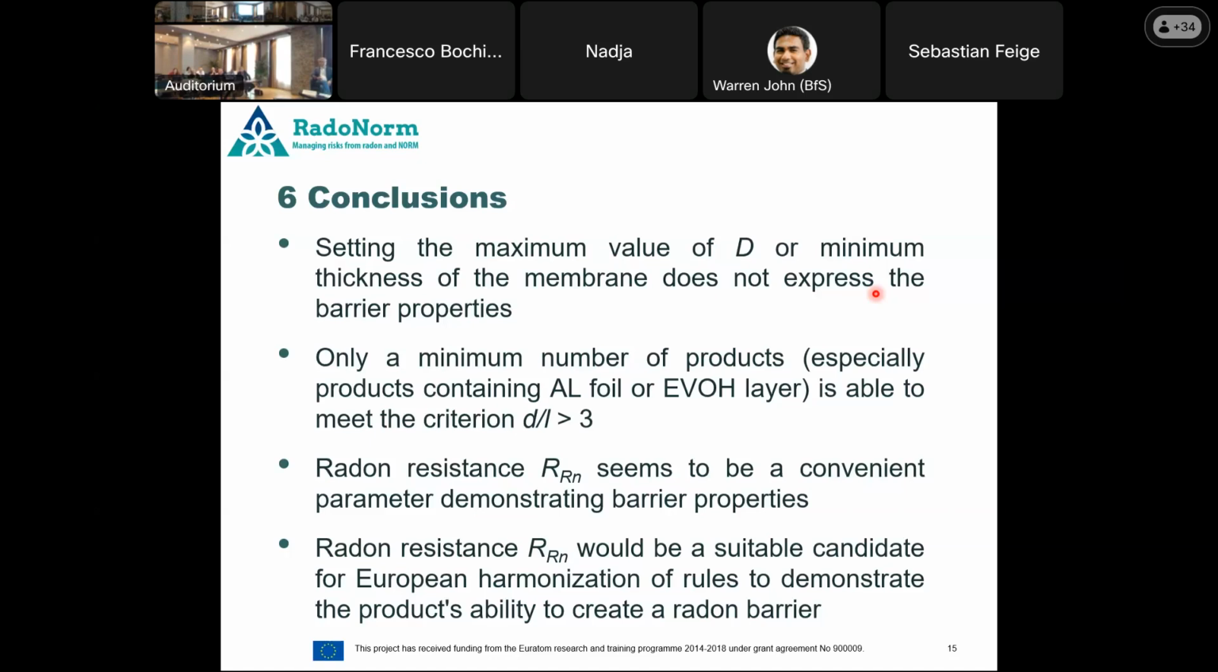EVOC is much better because it's a polymer, so it has a good elongation, but it's really expensive. So it's not a common membrane that is used in the building industry.